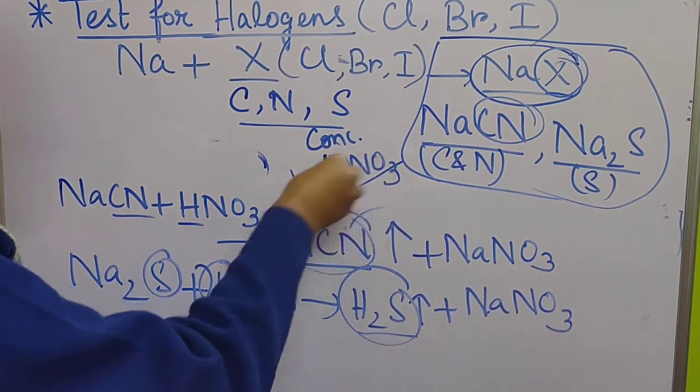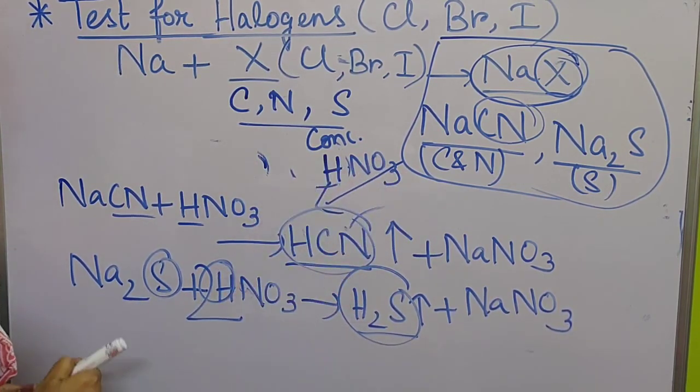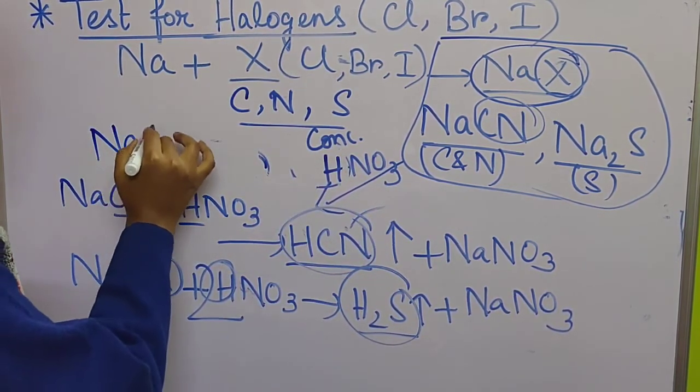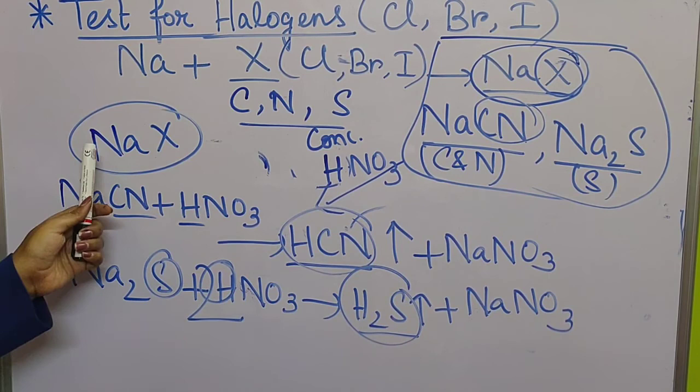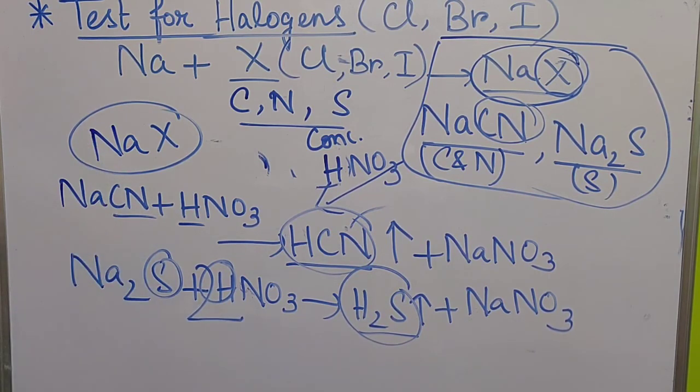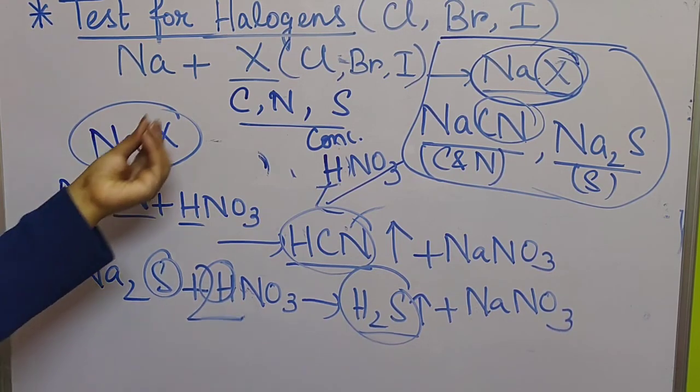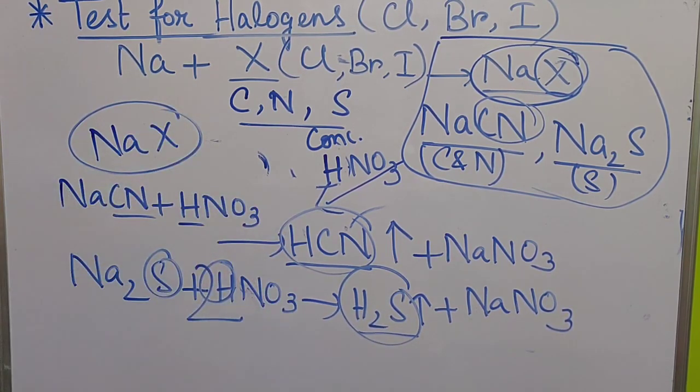Now you can add silver nitrate here because sodium halide is not eliminated, right? Sodium halide will not be eliminated. So here sodium halide will be present. Now it will react with silver nitrate, making silver halide, which we use for detection of the halogen. Okay, so this is the test which we can use for detection of halogens.